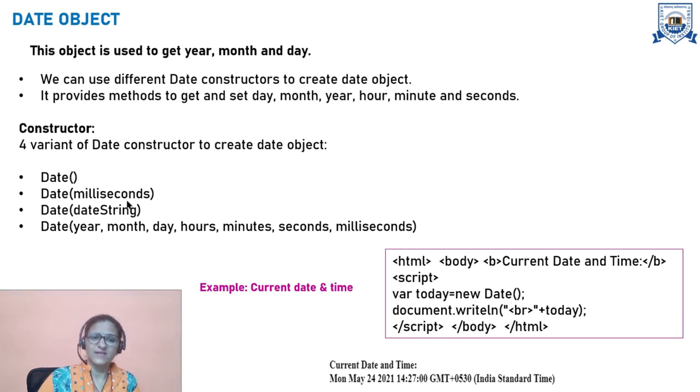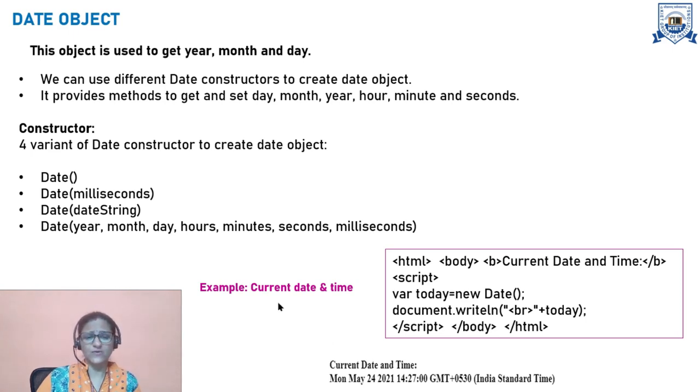Next one is milliseconds we can provide. Date string we can provide. Next, this one: year, month, day, hours, minute, second, all the things. So there are 4 different ways we can create the date object.